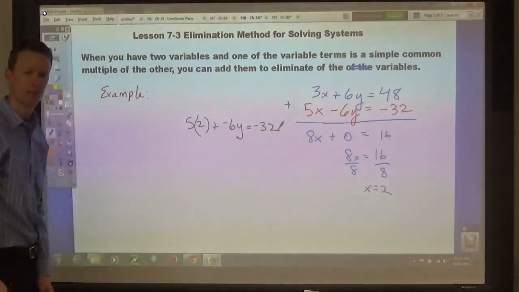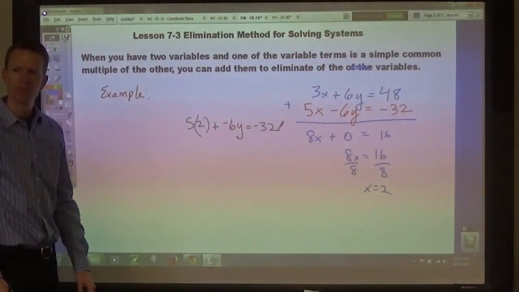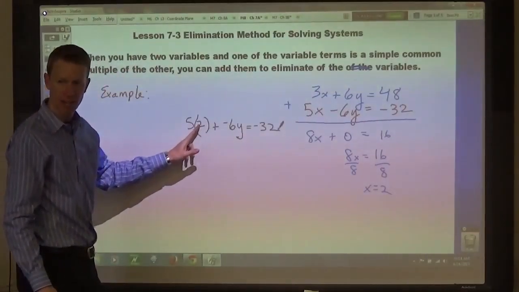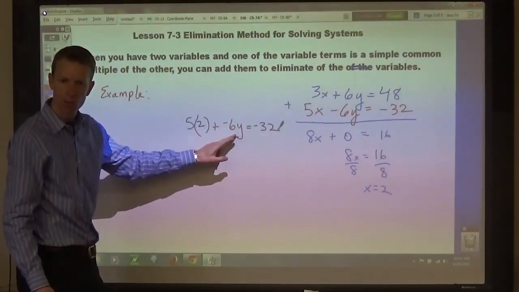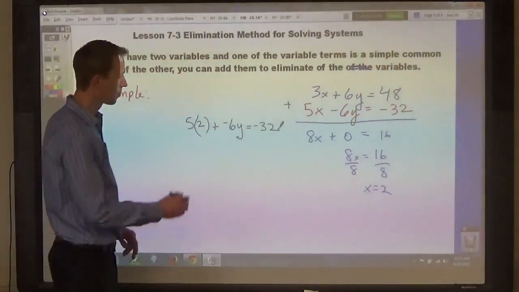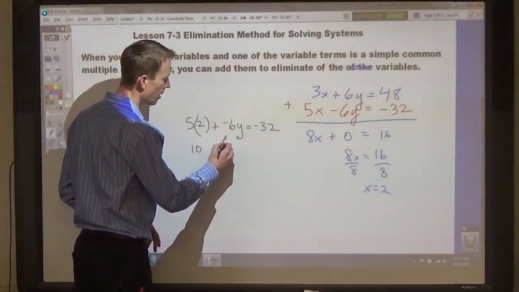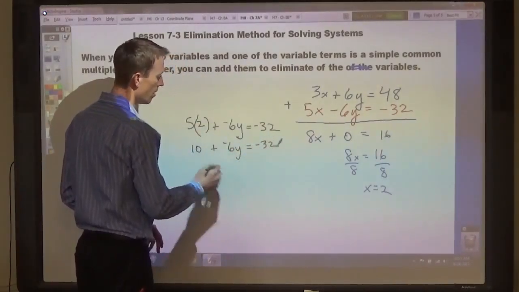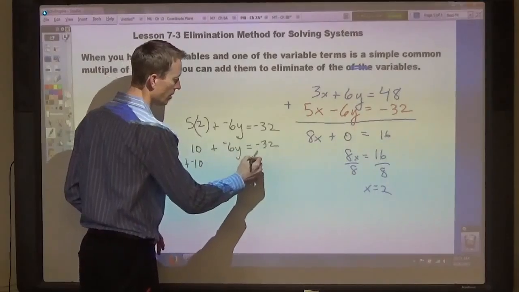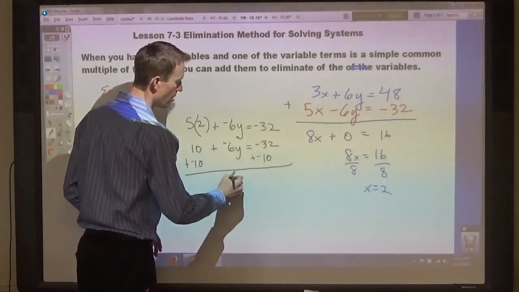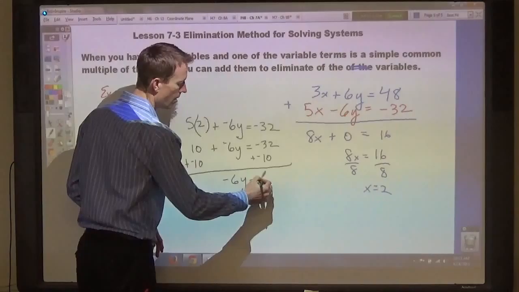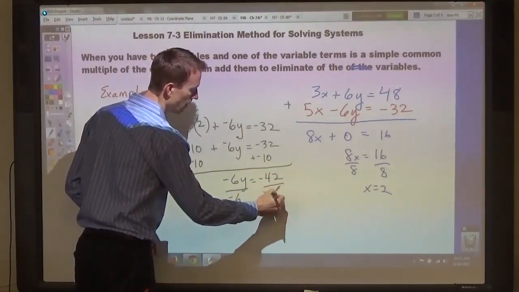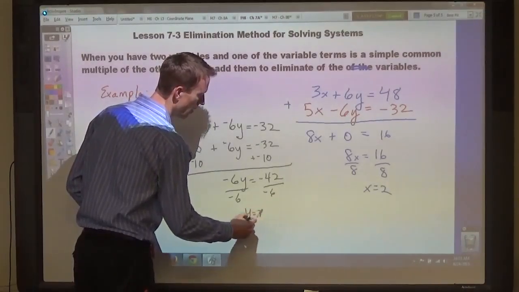What did we do? Why did I do that? Substituted 2 for x. Yep, once we know what x is, now we put it in place of x to solve for y. So 10 plus negative 6y equals negative 32. Add negative 10 to both sides. So negative 6y equals negative 42. Then divide by negative 6, and y equals 7. Right?